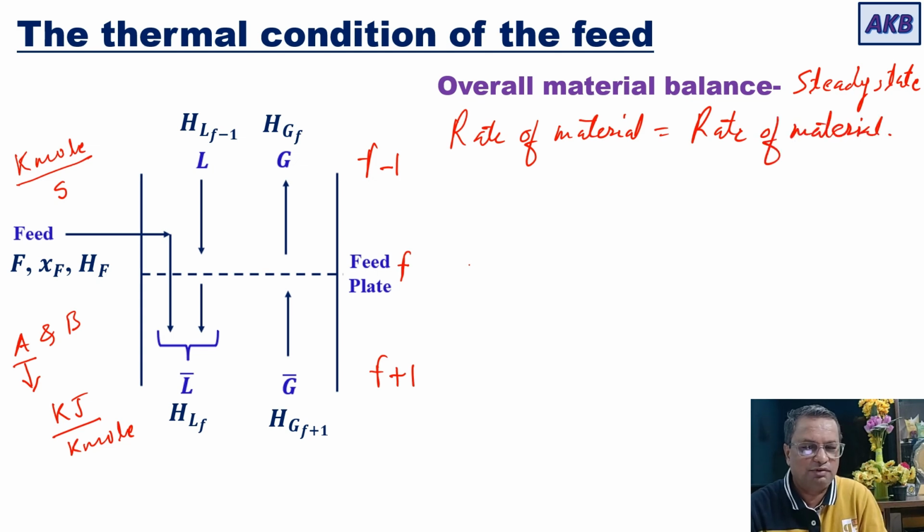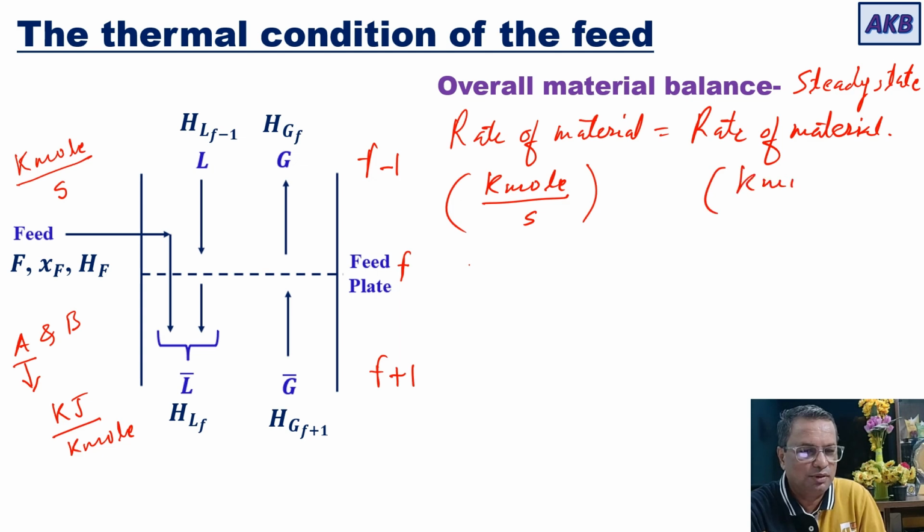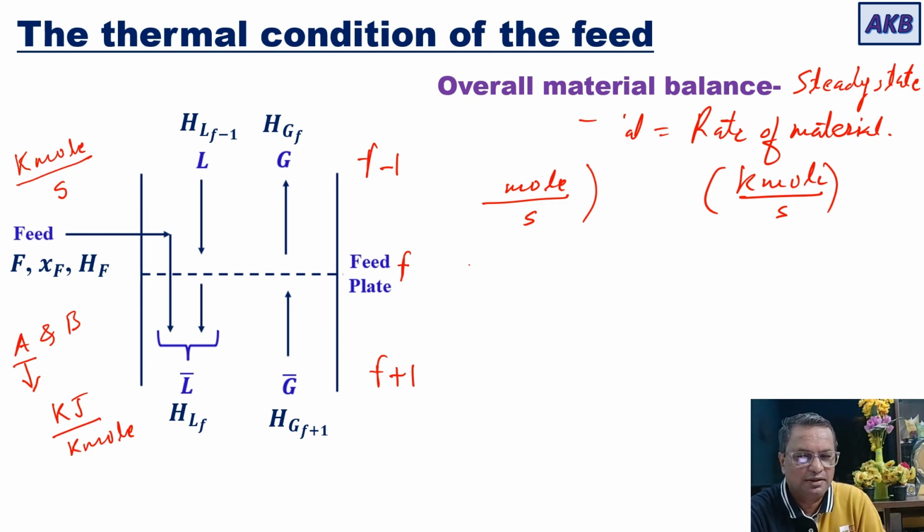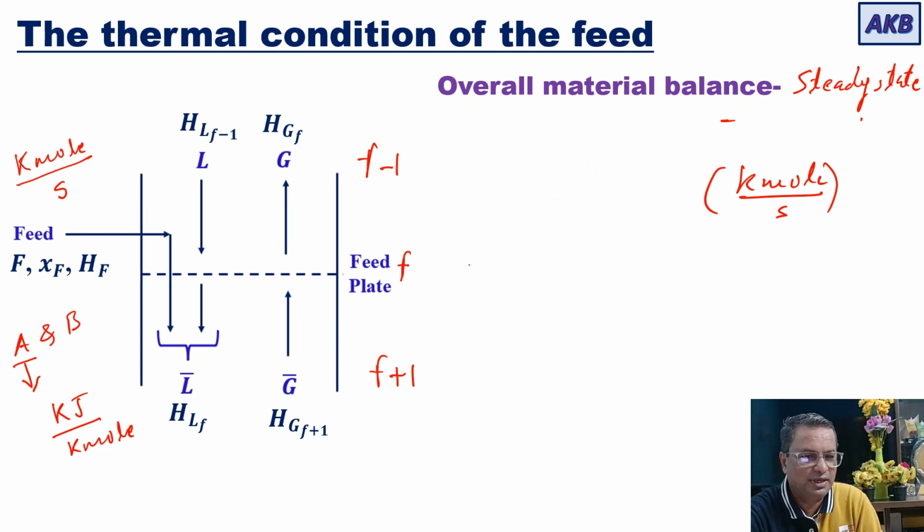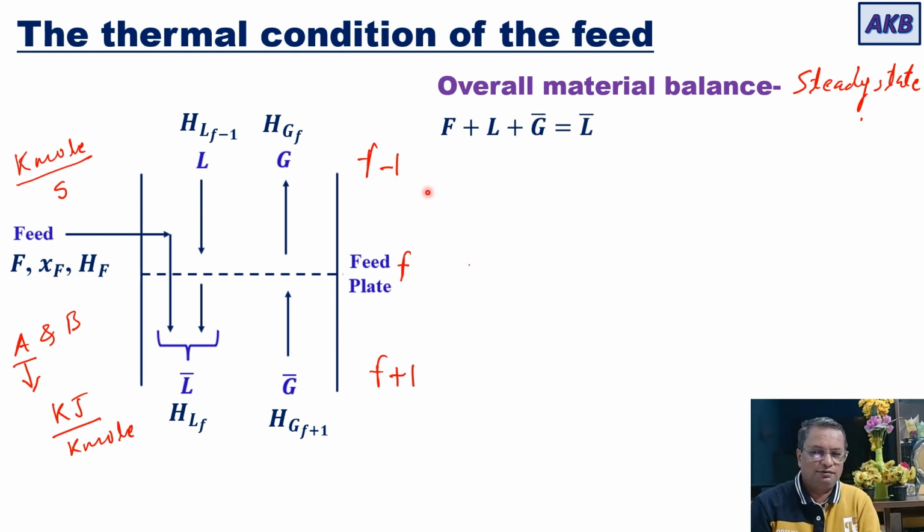Okay, and what will be the unit of these terms? It will be kilomole per second. Kilomole per second of material in is equal to kilomole per second of material out. So let me first erase this so that I can write the overall material balance. At steady state, it will be F plus L plus G bar is equal to L bar plus G.